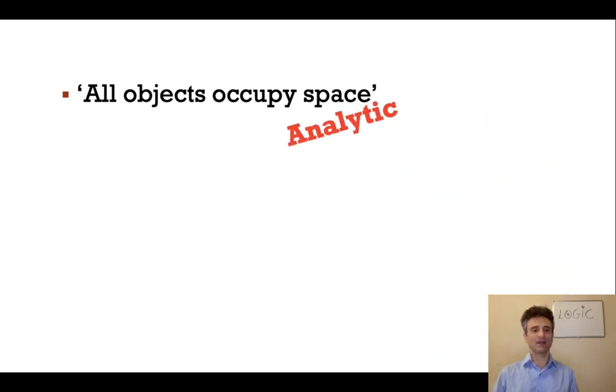If you answered analytic, you're right, because all objects occupy space. It is an analytic statement because that is the definition of what it is to be an object: exactly something that occupies space. Now think about it. What is the definition of an object? That's what an object is. It's something that exists in space, okay, in time too. So occupying space is what it is to be an object.